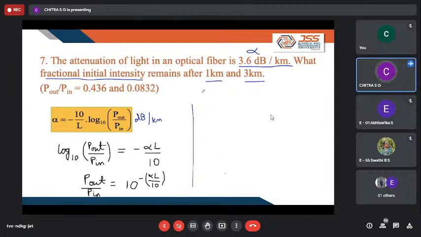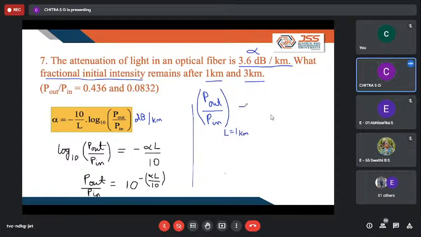Next we have to calculate by putting alpha 3.6 decibel per kilometer, and L is already given in kilometer, 1. So you can calculate P out by P in after 1 kilometer. You have to write it this way: P out by P in, and in the suffix you mention the length of the fiber. So P out by P in when L is equal to 1 kilometer.